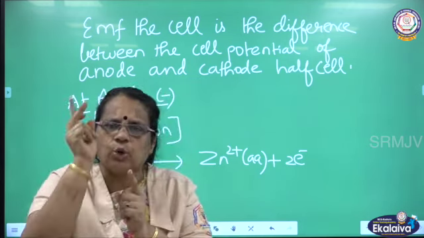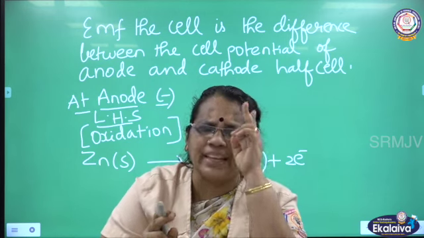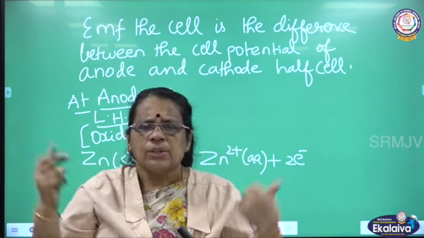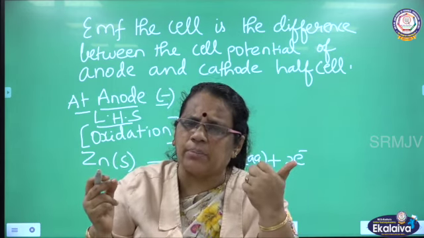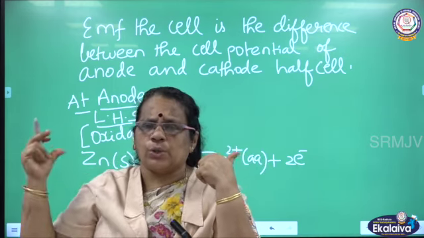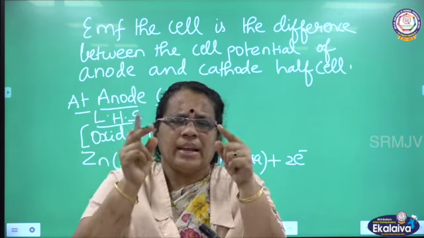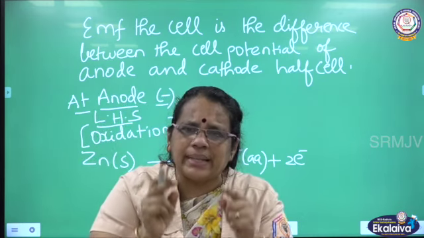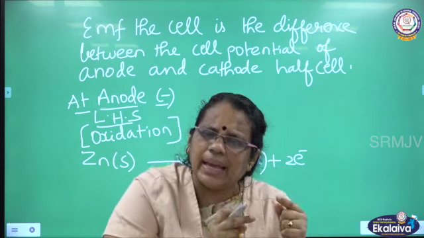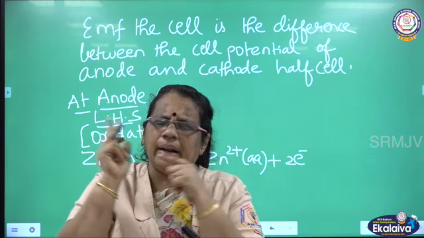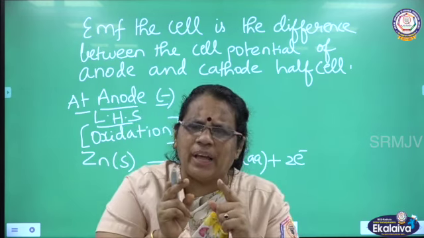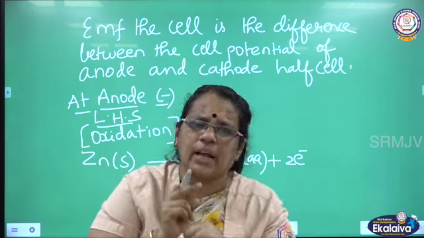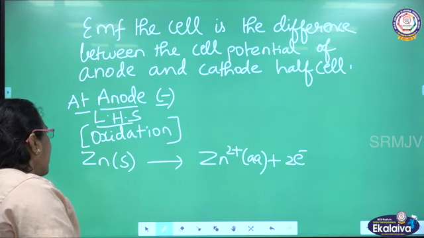So here the zinc atom loses 2 electrons and becomes a zinc 2 plus ion. At the anode, the negative terminal, oxidation is taking place. The zinc electrode loses electrons and becomes zinc ion. So zinc gives zinc 2 plus with the liberation of 2 electrons. This is the reaction taking place at the anode.